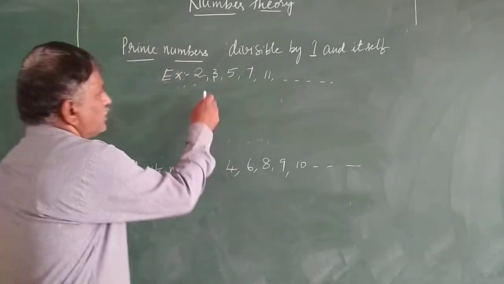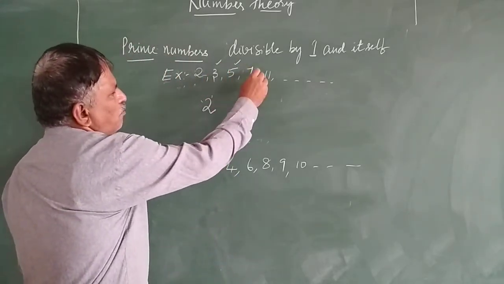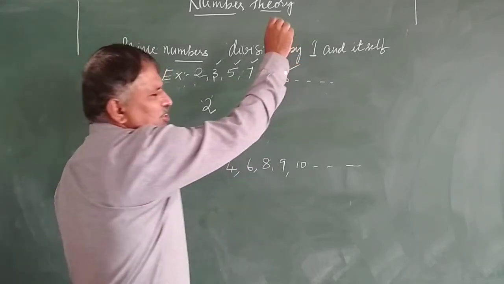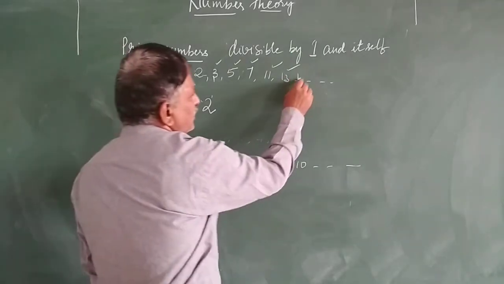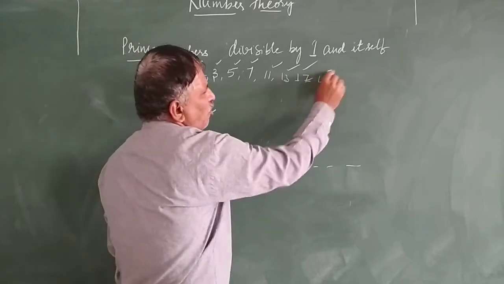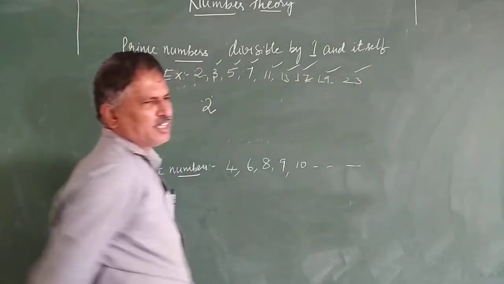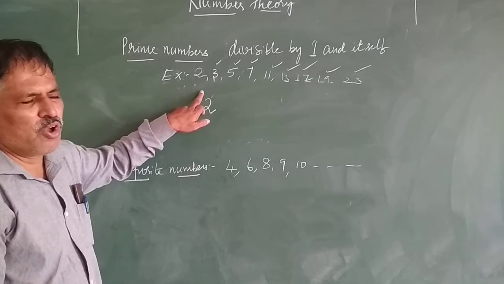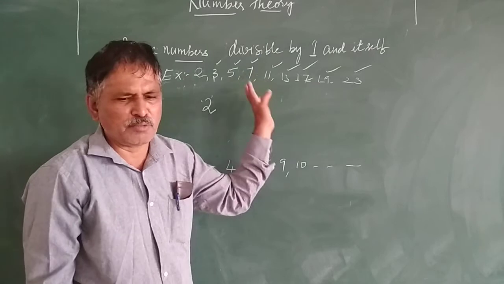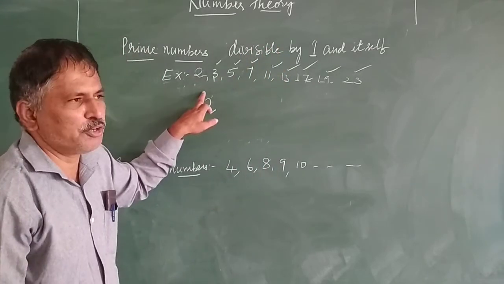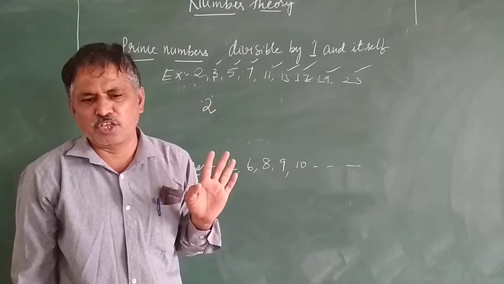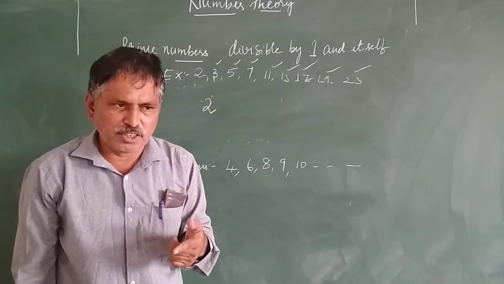So I have written here, see, this is an odd number, this is an odd number. I will get 11, 11 is also an odd number. I will get 13, 13 is also odd. I will get 17, 17 is also odd. I will get 19, 19 is odd, 23 is odd. So except 2, all prime numbers are odd numbers only. 2 is the only even prime number. Why I am telling this is the next point.